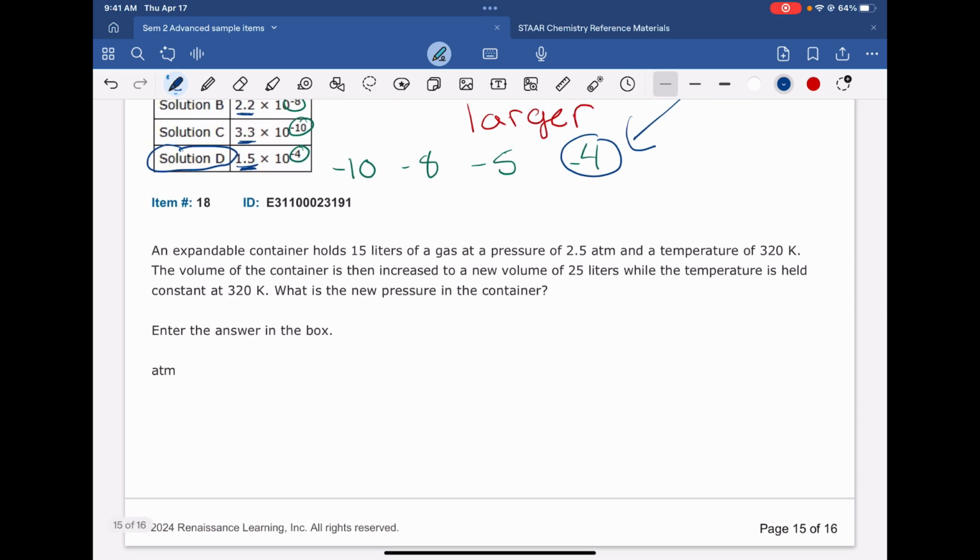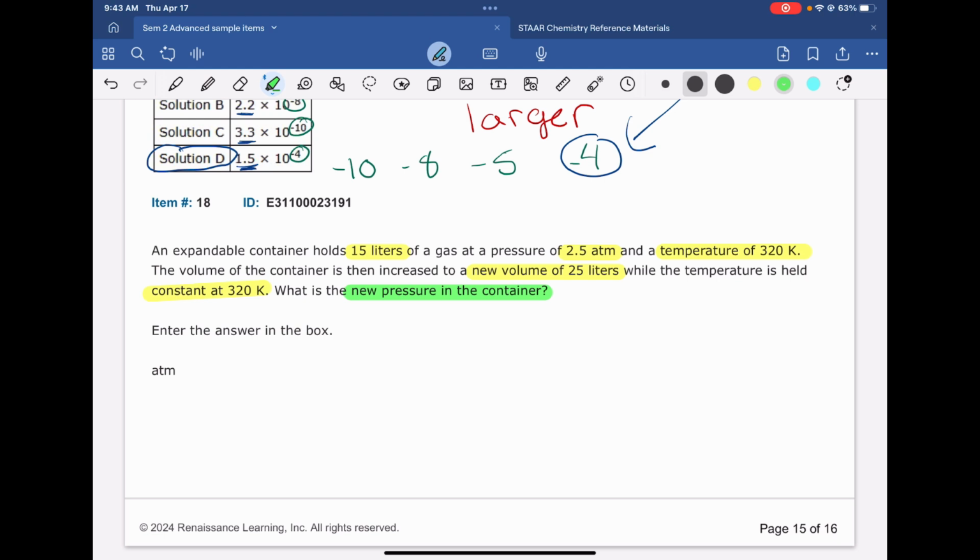Question number 18 says, an expandable container holds 15 liters of gas at a pressure of 2.5 atm. I'm going to go ahead and highlight 15 liters, 2.5 atm, and a temperature of 320 degrees Kelvin. The volume of this container is then increased to a new volume of 25 liters, while the temperature is held at a constant 320 K. It says, what is the new pressure in the container?